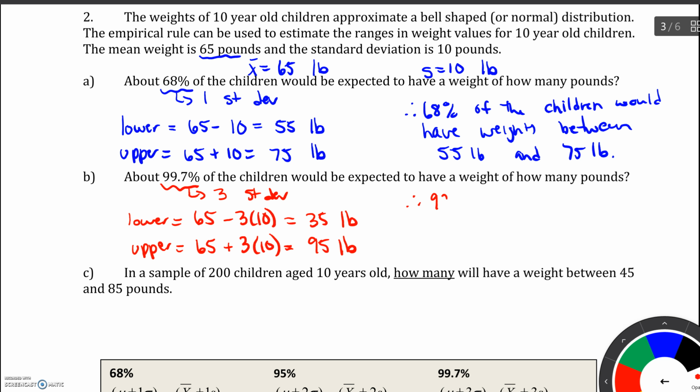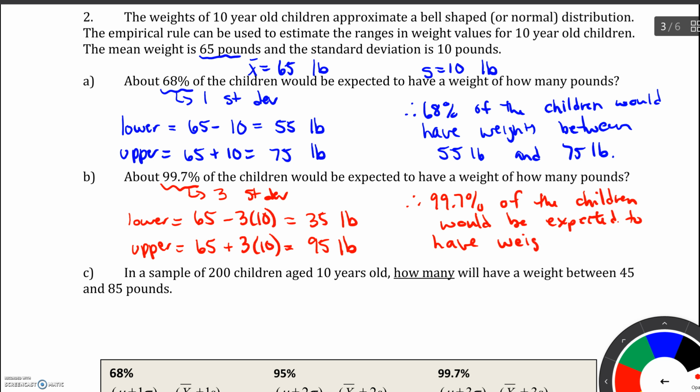So therefore, 99.7% of the children would be expected to have weights between 35 pounds and 95 pounds.